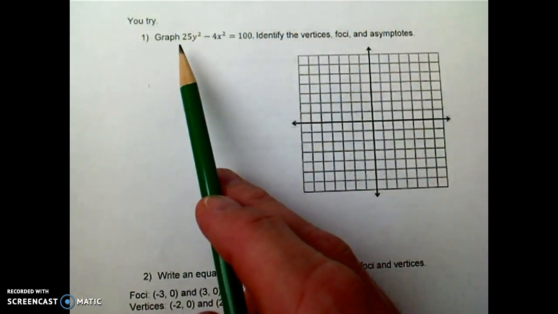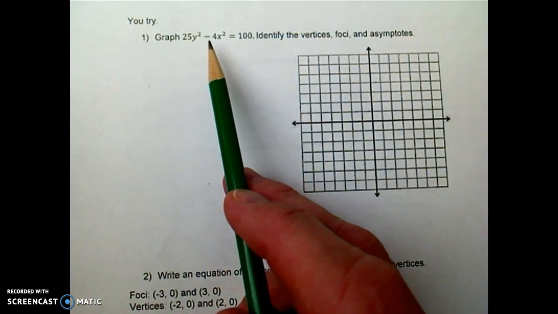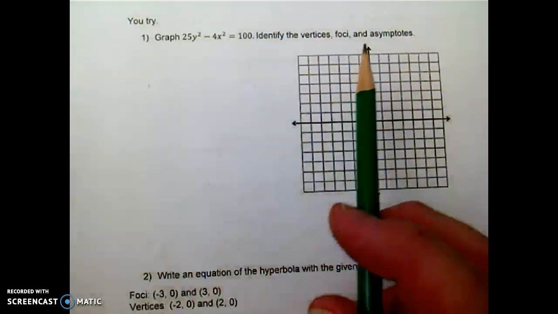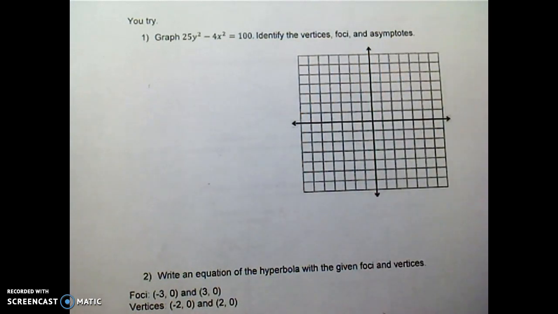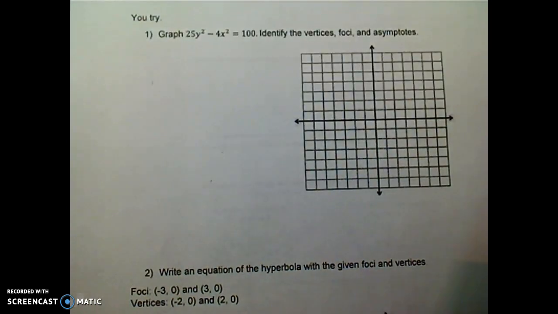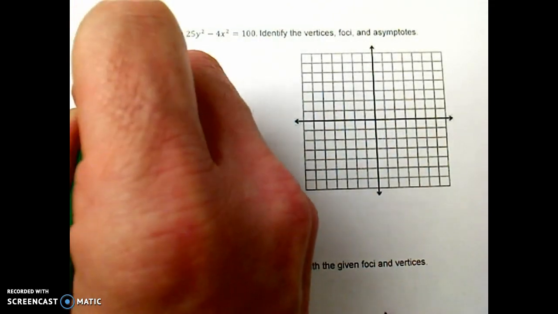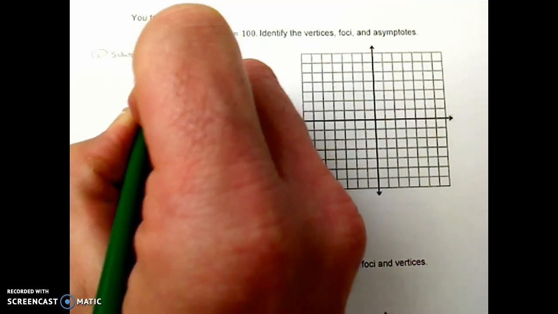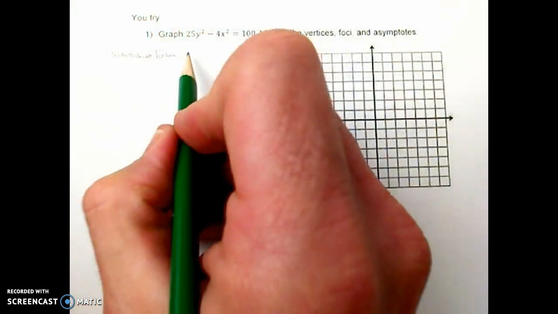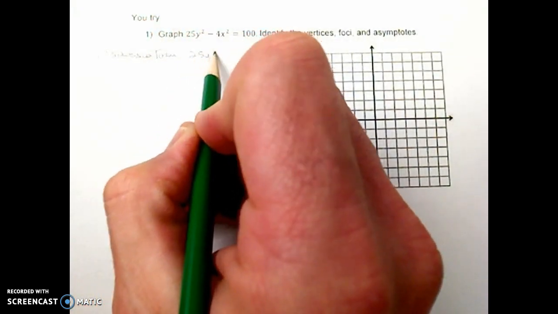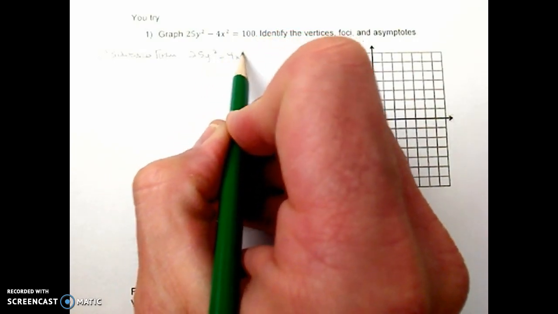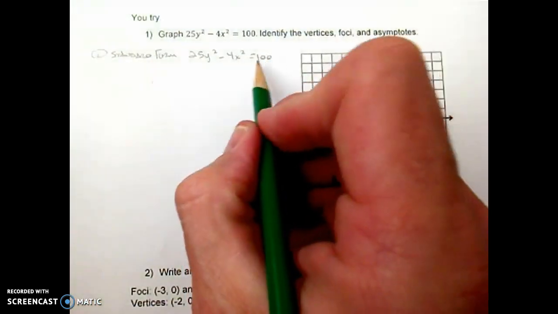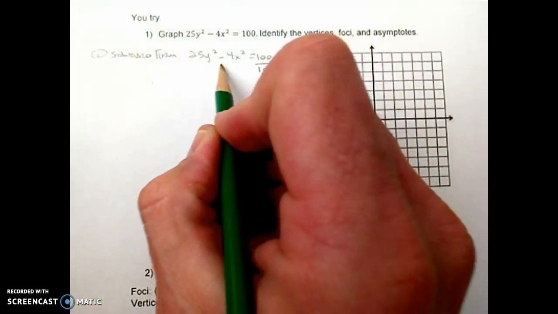We're given this equation, 25y squared minus 4x squared equals 100, and asked to identify the vertices, the foci, and the asymptotes of this hyperbola. Well, our first step, we're going to put this in standard form. I've got 25y squared minus 4x squared equals 100. The right side of the equal sign, I want this to be equal to 1. So I'm going to divide through by 100.